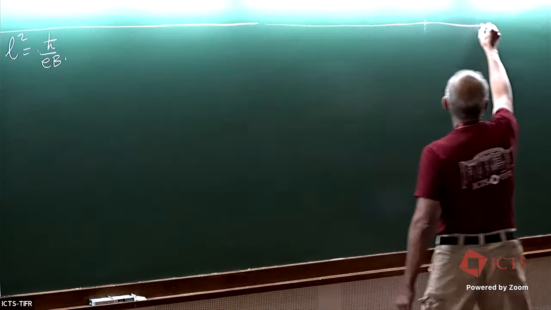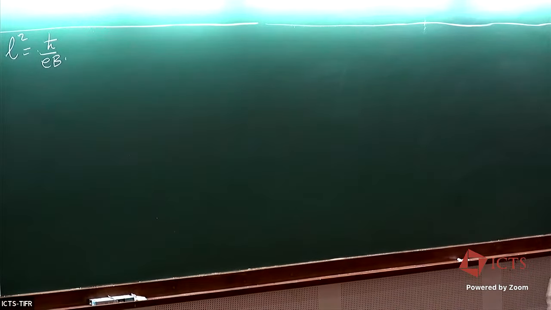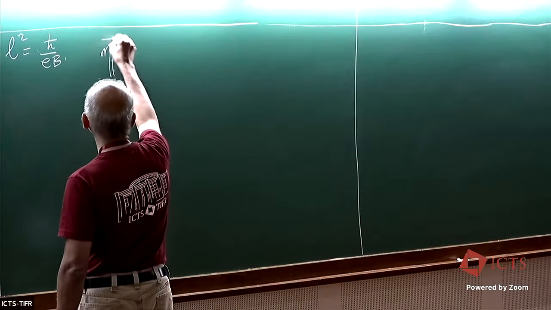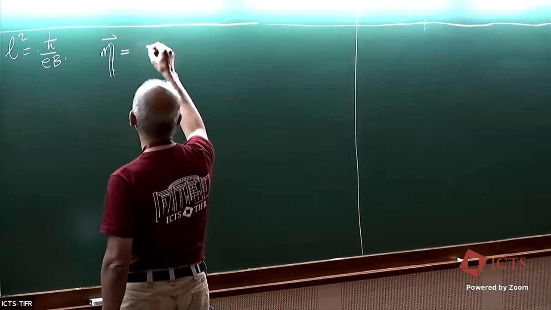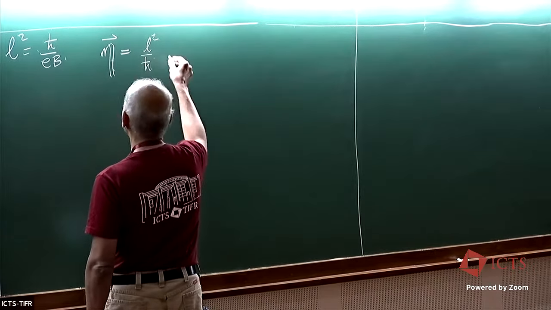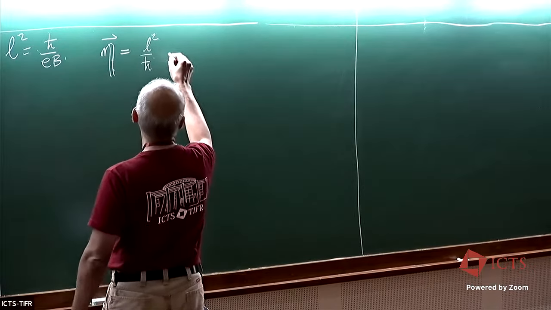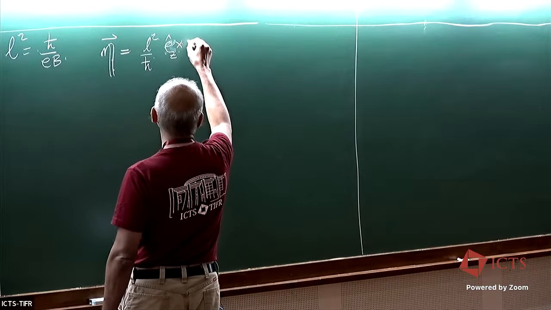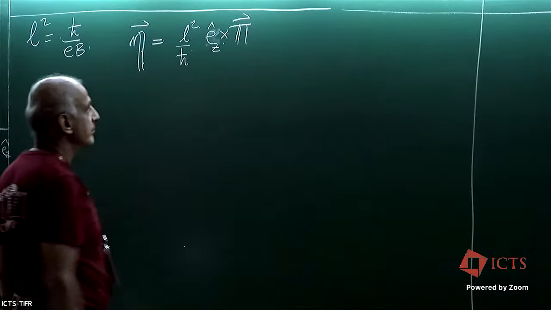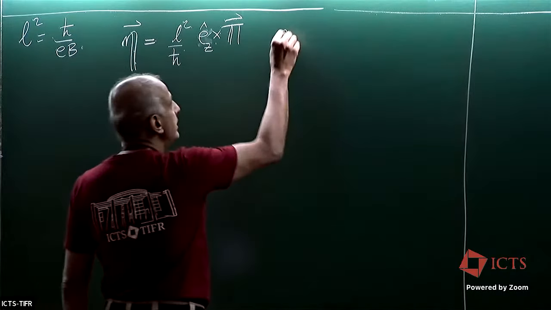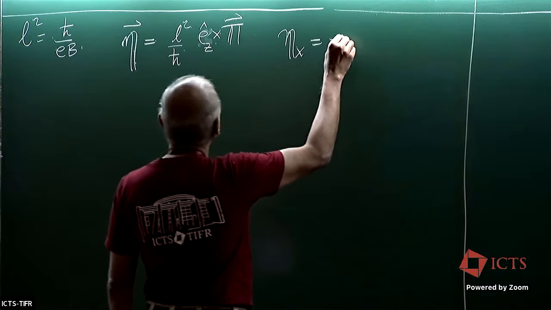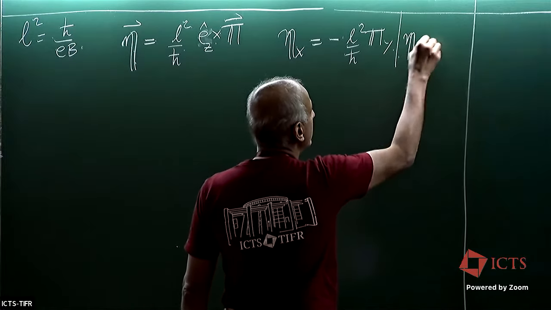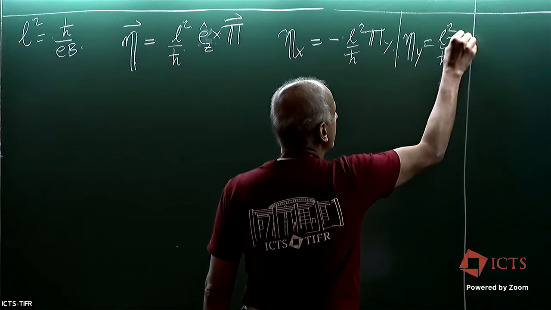So now what I'm going to do is define a coordinate, which I'm going to call the cyclotron coordinate. I'm going to define eta as a cyclotron coordinate, as L squared over h bar times z hat cross pi. Let me make Eduardo happy by saying Ez cross pi. What this means is that eta x should be equal to minus L squared over h bar pi y, and eta y is L squared over h bar pi x.